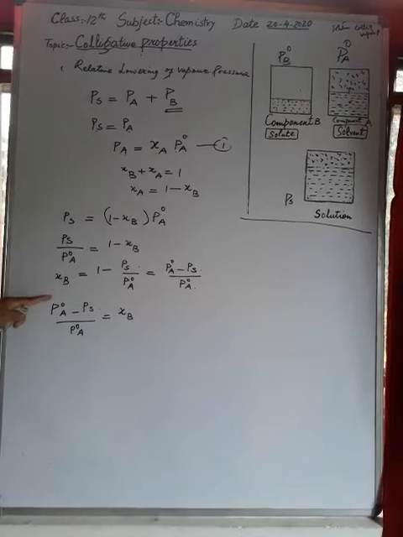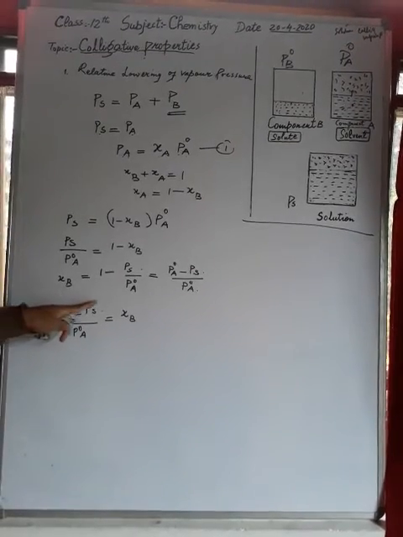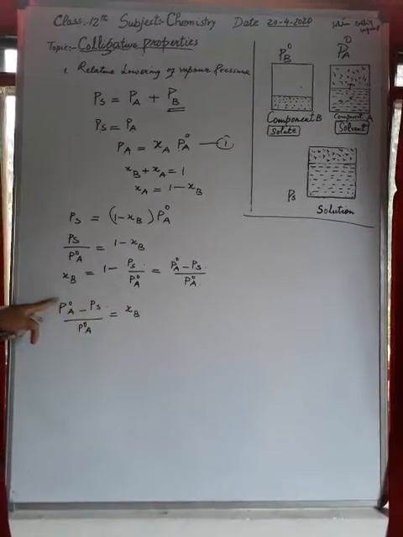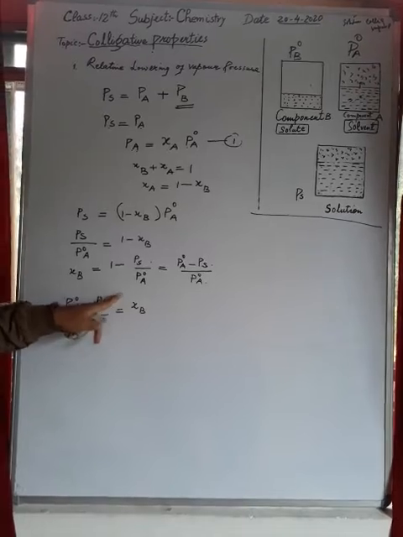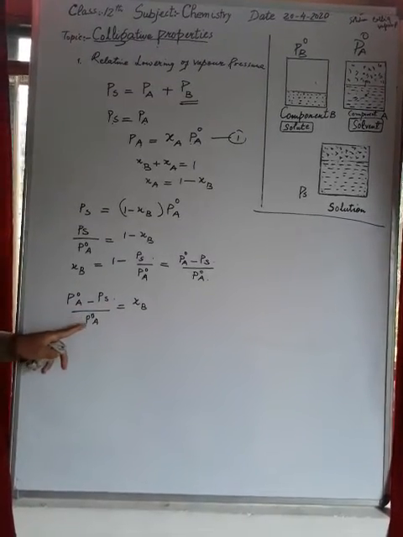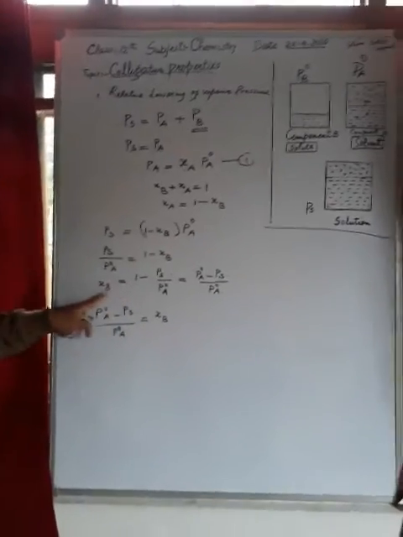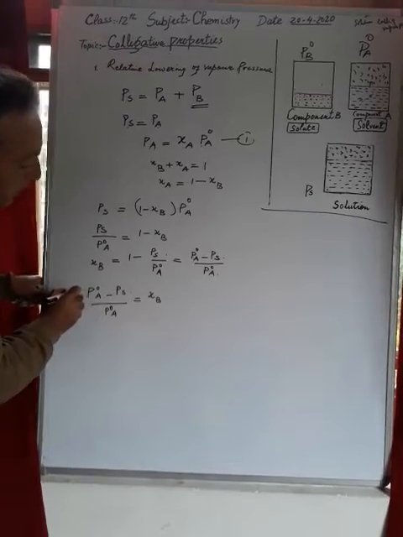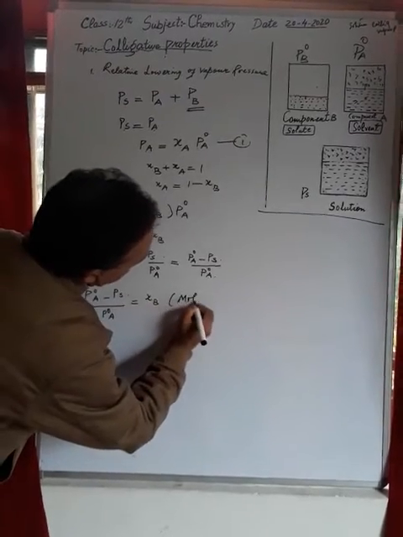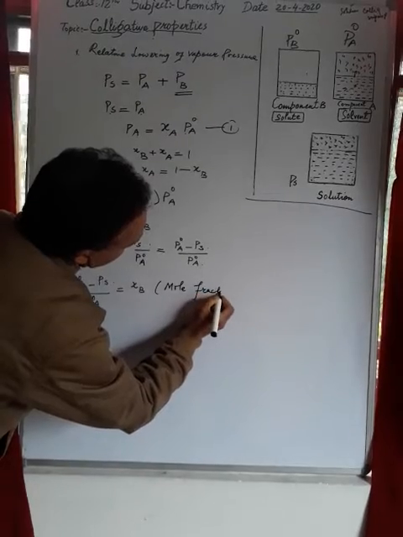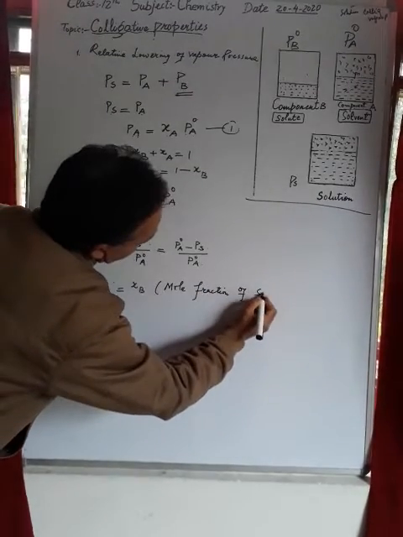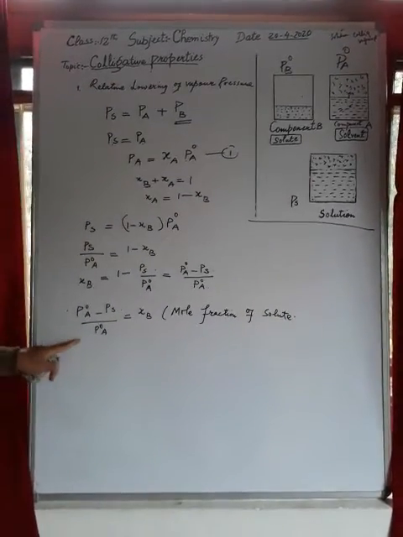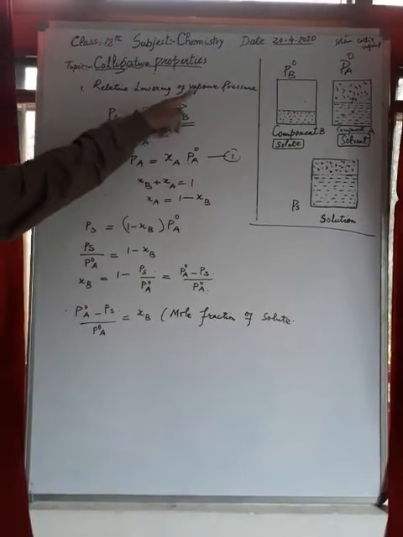What is P naught A? This is the vapor pressure of the solvent in the pure state, minus the vapor pressure of the solution. This is called the lowering of the vapor pressure of the solvent, and if we divide it by the vapor pressure of the pure solvent, it becomes the relative lowering of the vapor pressure. Thus, relative lowering of vapor pressure is equal to the mole fraction of solute. This is the expression for the relative lowering of the vapor pressure.